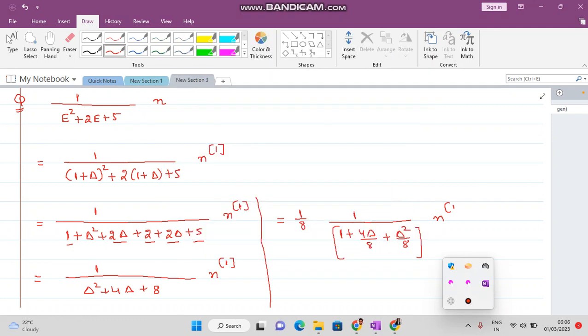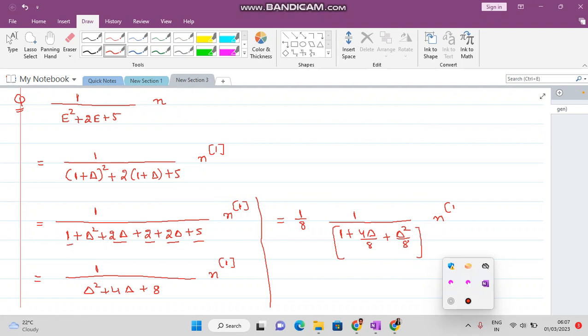Okay, welcome viewers. In the last video lecture, we solved a question related to type 3 for finding the particular solution. This question we could not complete in the last video, so we just continue it from there only. So you see that this is a question where we are given 1 by E square plus 2E plus 5 into n. Now we change this E to delta.